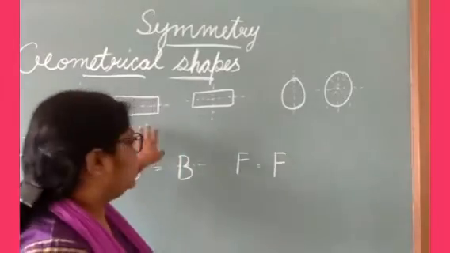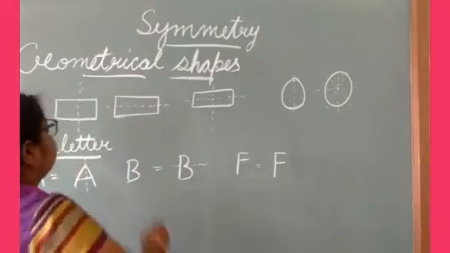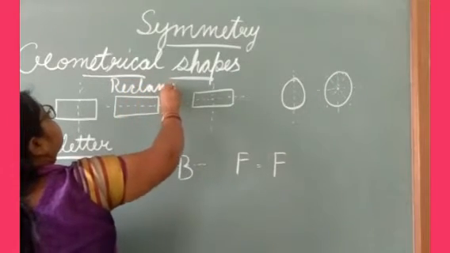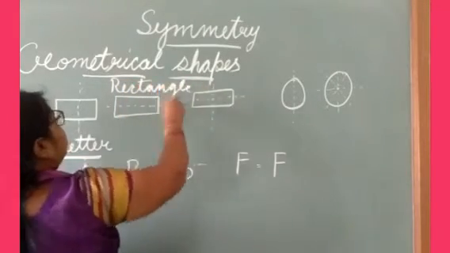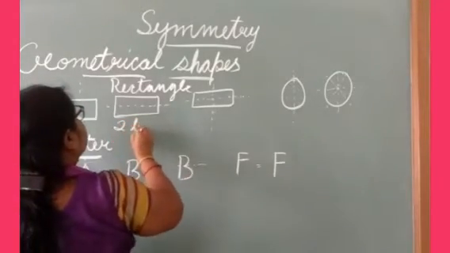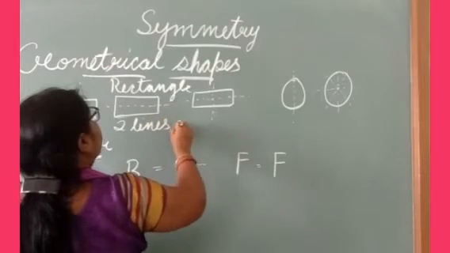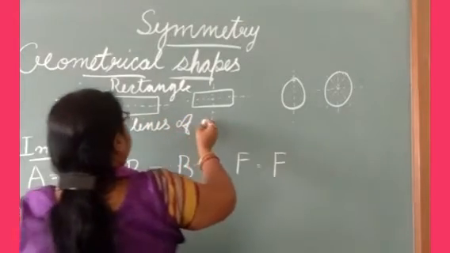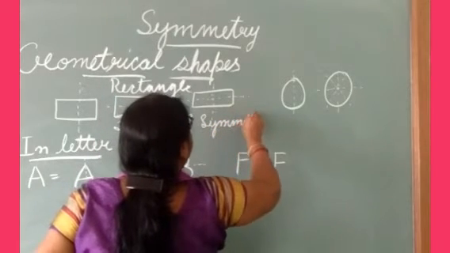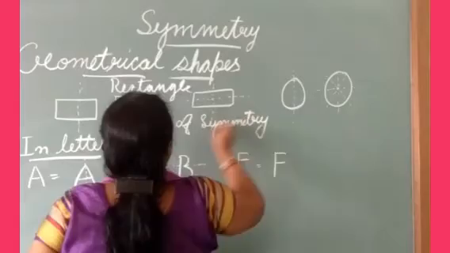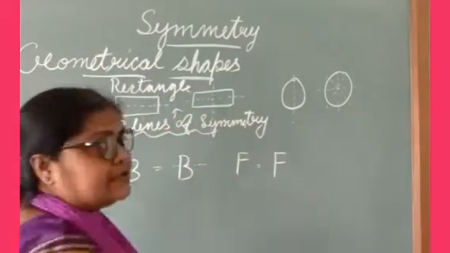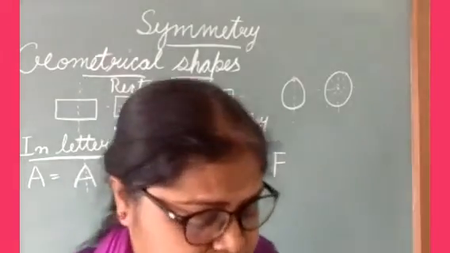So what is the figure? This one is a rectangle. In a rectangle you are seeing that it has two lines of symmetry. Understood? A rectangle has two lines of symmetry.